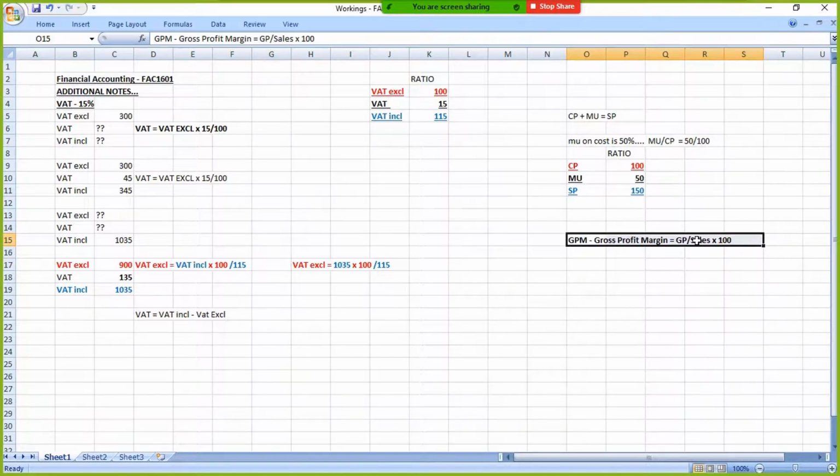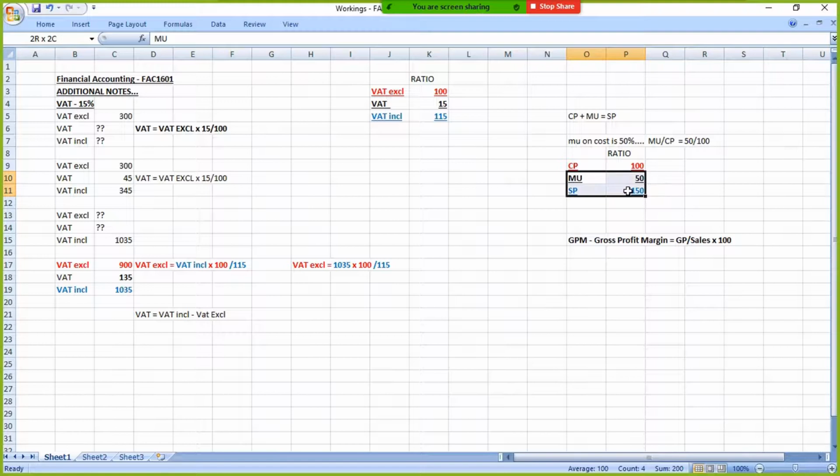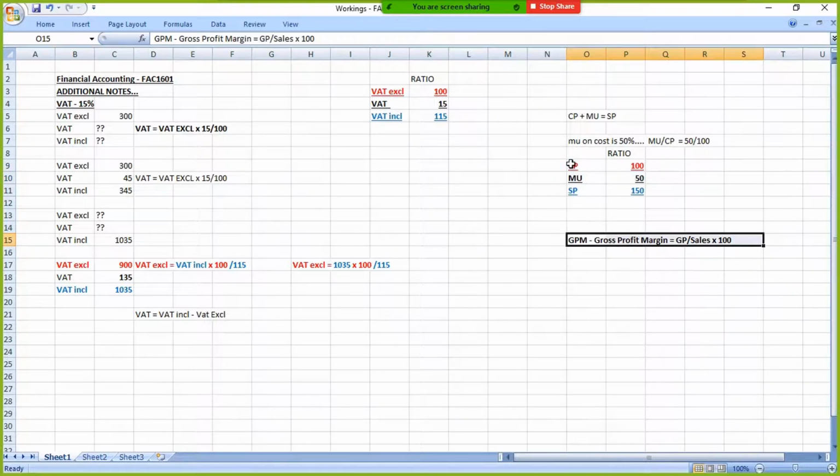Gross profit margin, but that's a different formula. That's gross profit over sales. That's what I thought you were referring to when you spoke about markup on sales. No, you don't have markup on sales. It's markup on costs. It's gross profit on sales. Those are the two different formulas.